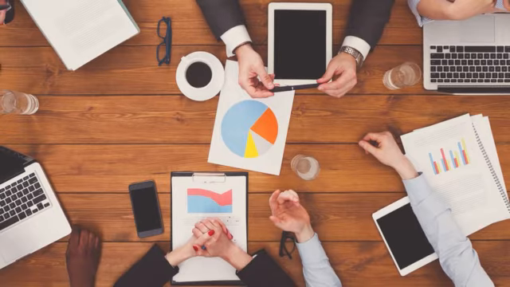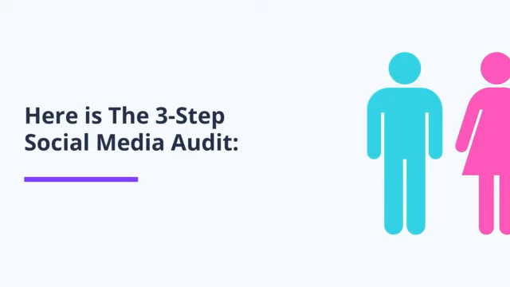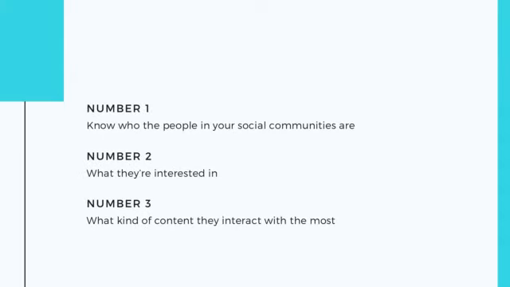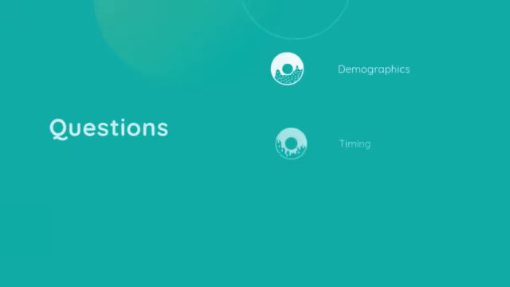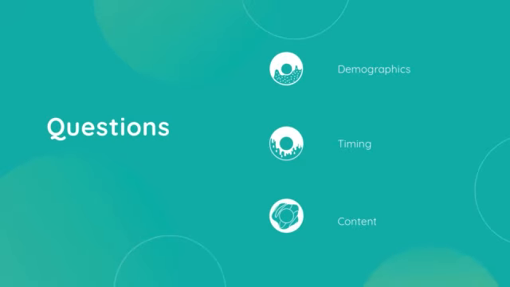Here is a 3-step social media audit. All social audits begin with identifying and analysing each social profile. Essentially, it's a series of questions you're finding the most accurate answers to. And by the end of it, you should know who the people in your social communities are, what they're interested in, and what kind of content they interact with the most. I like to separate the questions into 3 steps: demographics, timing, and content.